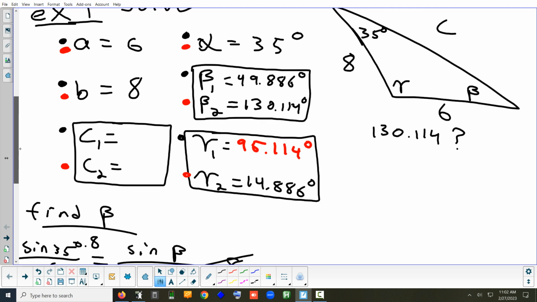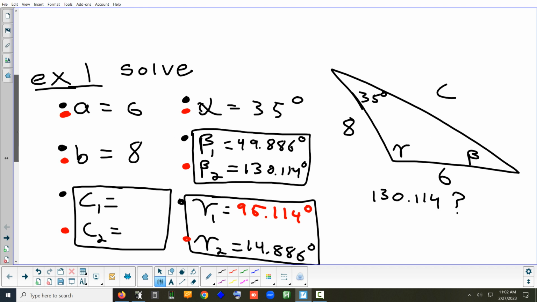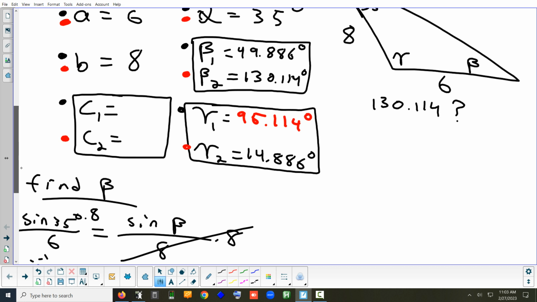Can you remind me why beta 1 and beta 2 add to 180 but the gammas don't? Why do beta 2 and beta 1 add to 180? That has to do with the formula in quadrant 2. Because in quadrant 2, you do 180 minus your reference angle. So to get that answer, you subtracted that from 180. That's why they add to 180.